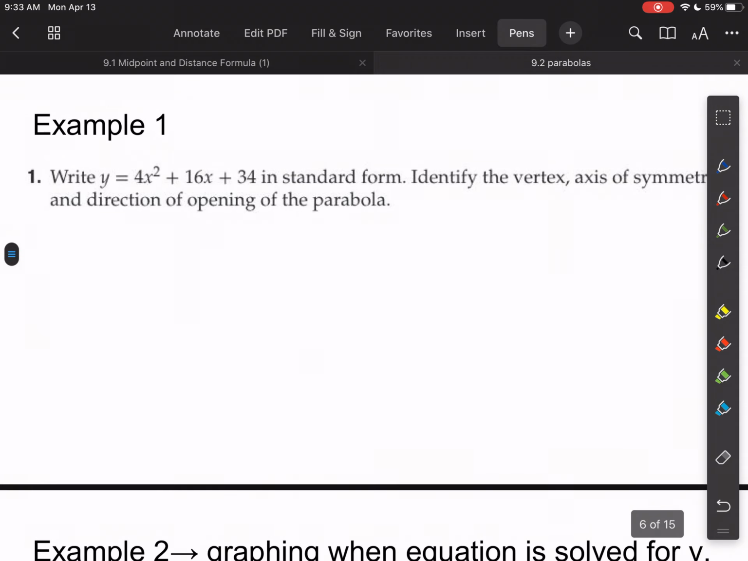So here we go. Example 1. Example 1 from your homework is to write this in standard form and identify the vertex, axis of symmetry and direction of opening of the parabola. Okay, so in order to do this, we need to review a little bit. So completing the square. Hopefully you guys remember how to complete the square. But we'll do it here in example 1, and hopefully that'll be good review for you.